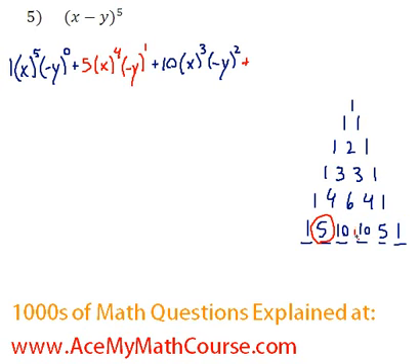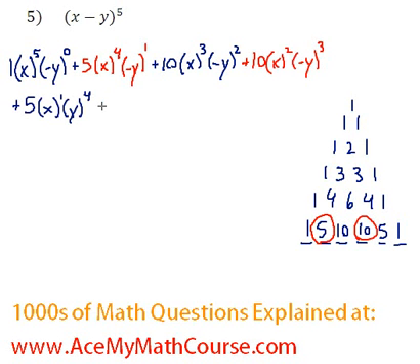So that was 1, so here we have 2. Here we have a 10 again, right? So 10x squared negative y cubed. Then we have another 5. So this is getting massive, of course. 5x, now this was to the power of 2, so x to the 1, y to the 4. And finally, we have the 1. So 1, x to the 0, y to the 5.